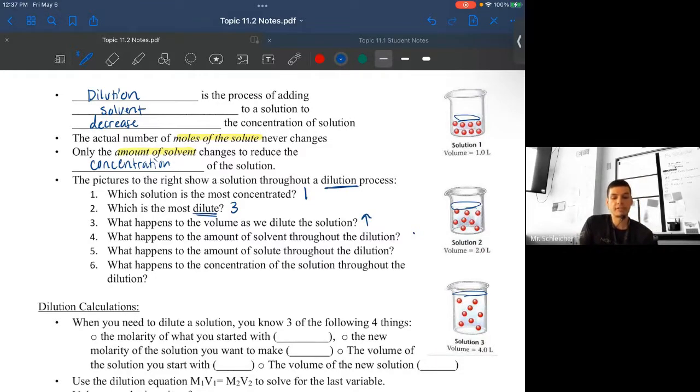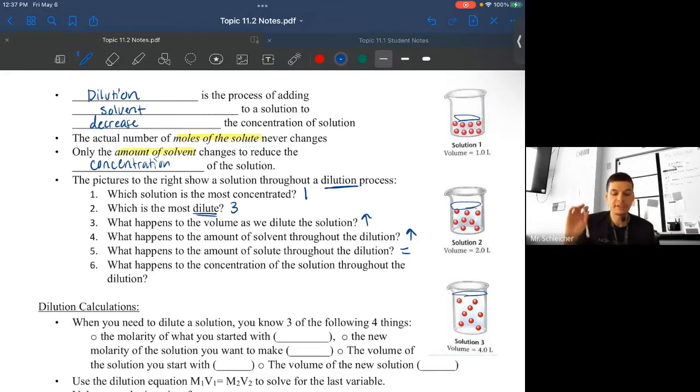What happens to the amount of solvent throughout the dilution? So we're adding more and more solvent, so the solvent should increase. What about the amount of solute? Did we change the number of particles of solute in there? No, so they stay the same. We can just put an equal sign there to say it stayed the same.